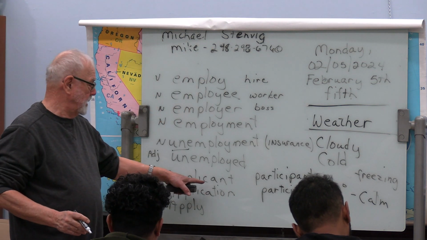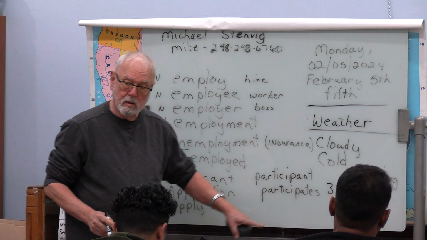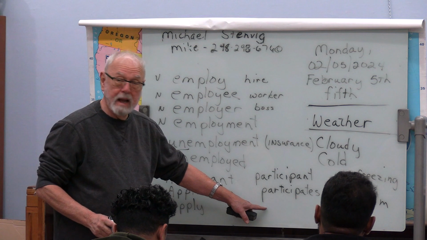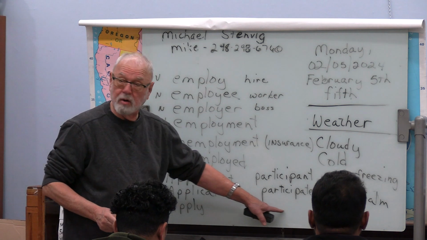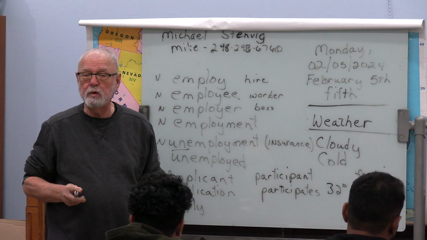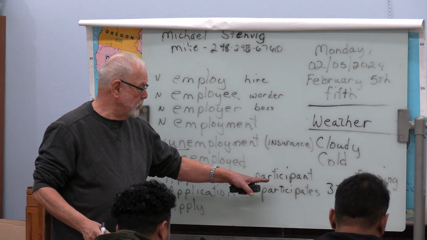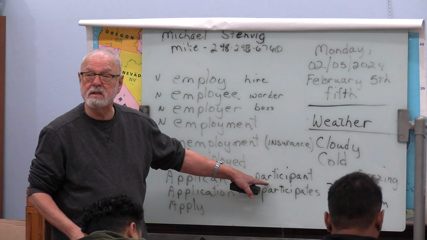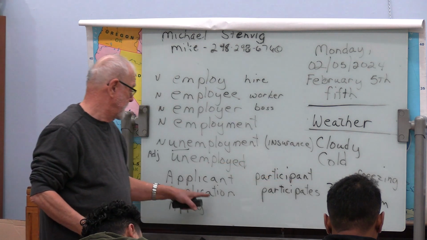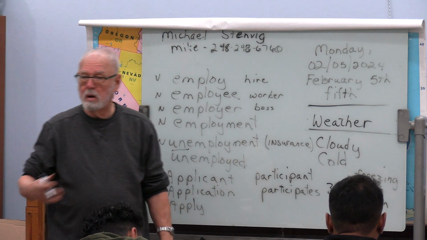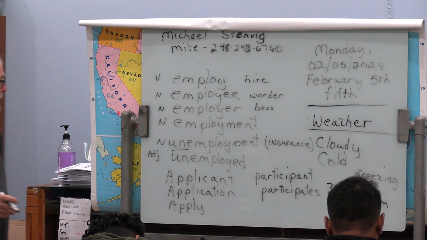This ending here, A-N-T, okay. We have it over here as well. A person who joins in, like in class, participates. If you work, do your work, you participate in your work. The person who does that is the participant. A-N-T. I'll point these out when we see them in our reading. Okay.